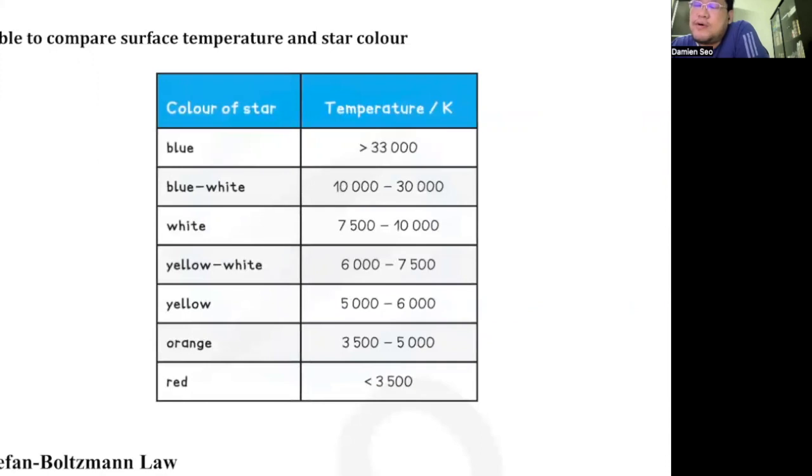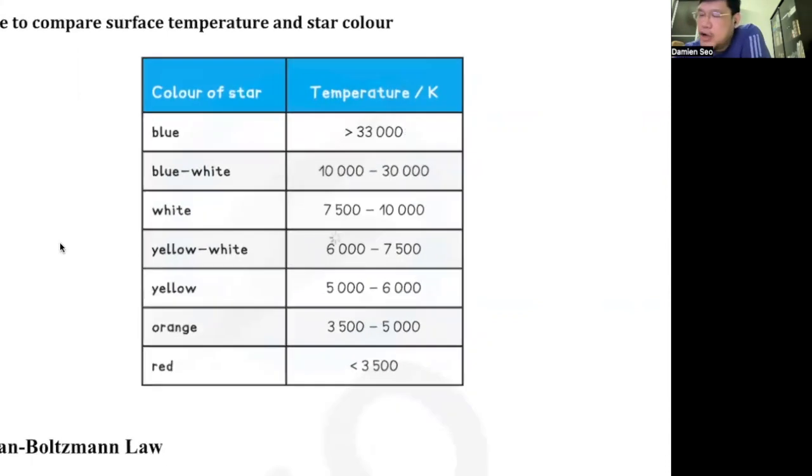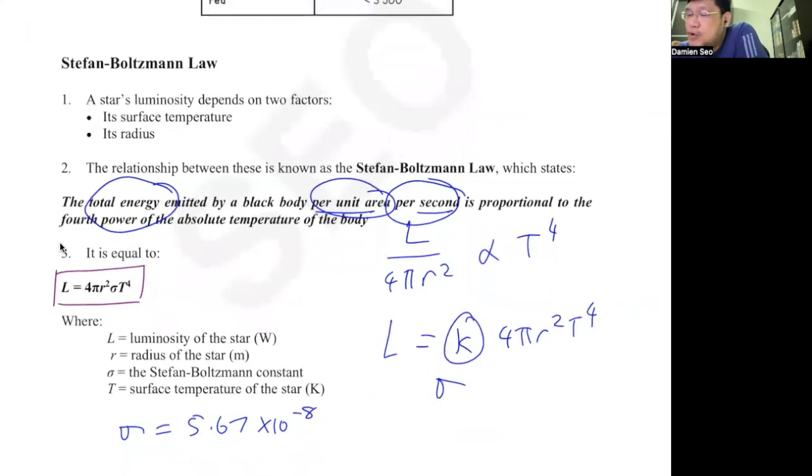Okay. And these are basically a bit of examples. You don't need to memorize. They're just trying to show you above 33,000, the star will be a bluish color. And then as you go down the temperature, it will become reddish. And then in between, all this. So these are super high temperatures, just to tell you. Okay. And the next one, Stefan Boltzmann's law.